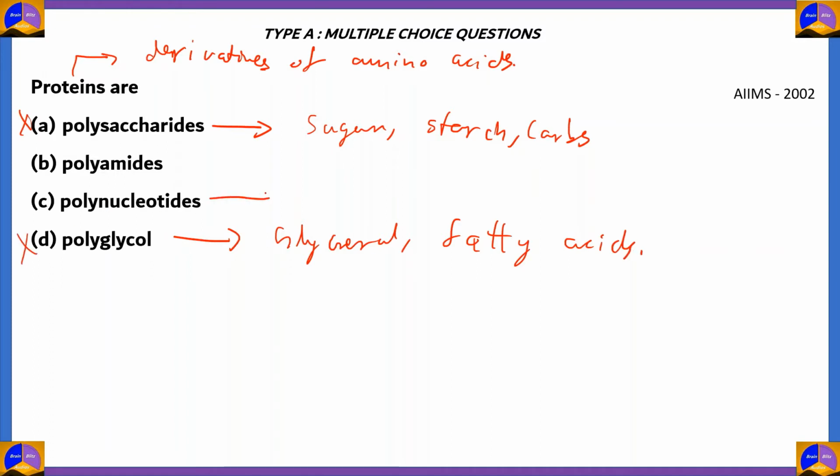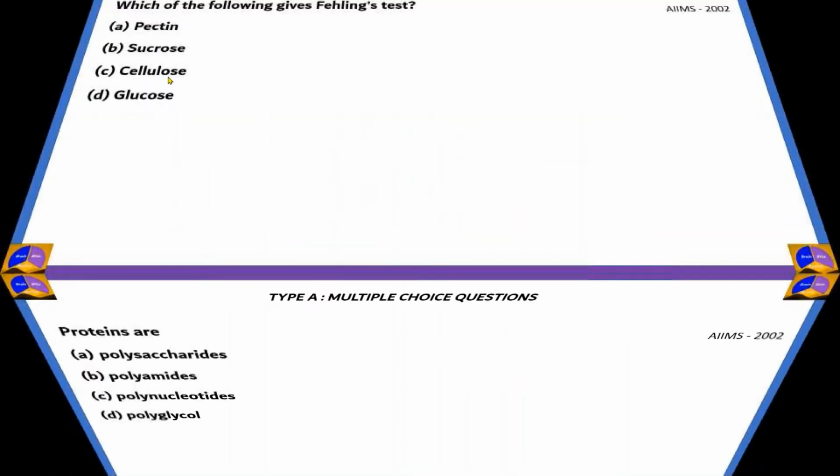Option C, polynucleotides. Polynucleotides essentially are DNA and RNA. These constitute the genetic material. So option C is incorrect. The right answer is option B, polyamides, because amino acids are converted to amides, and these amides are present in polymers, so polyamides, to form proteins. So option B is the right answer.